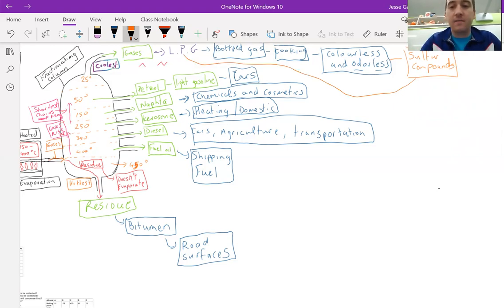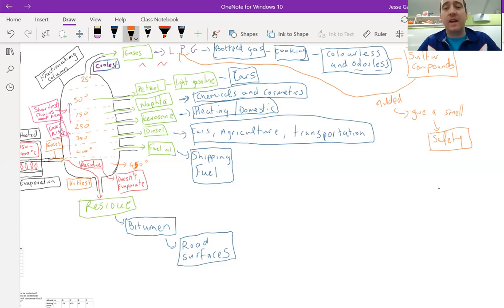So they're added. And what they do is they give a smell for safety. Okay, so they're not actually part of the LPG. The LPG would not smell like it does if you ever get a smell of gas. And everybody kind of recognizes the smell of gas.